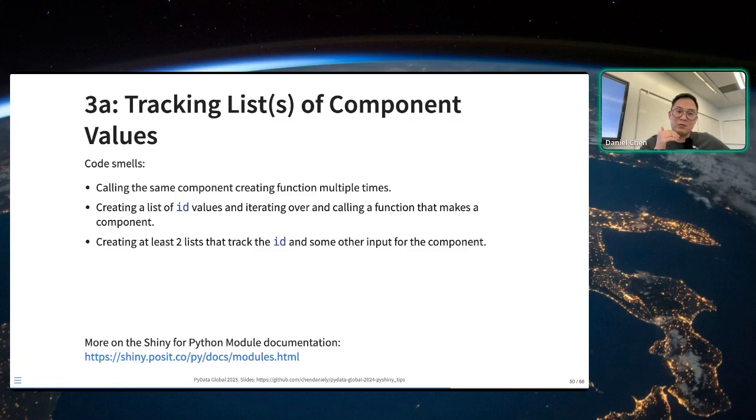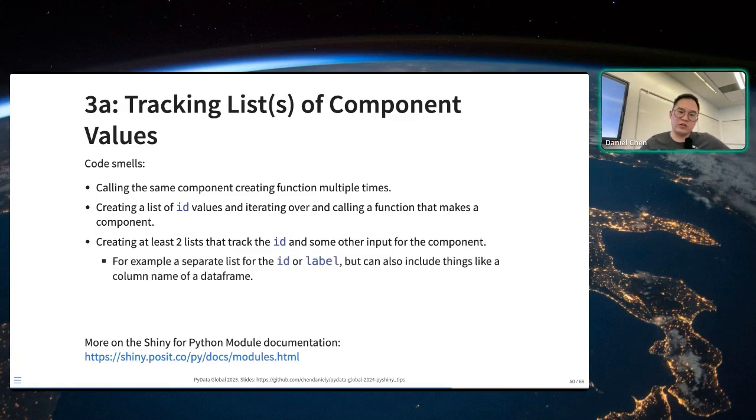If you end up tracking two lists, the ID and some other component, that's another hint that you might need to be using a Shiny module. So for example, maybe you're trying to track the ID of the component, but also the label, like what's being shown in the user interface, and you need to always keep track of those two things at the same time. Probably wrap that all up in a Shiny module.